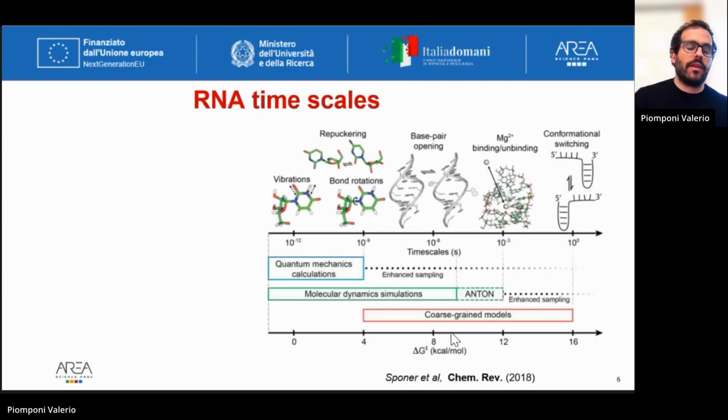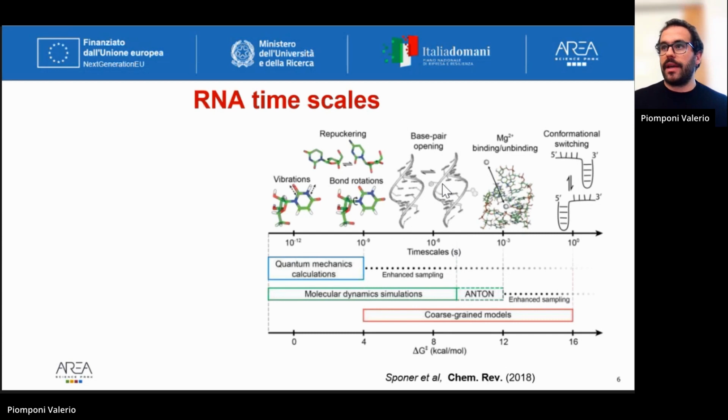Another limitation of molecular dynamics is its computational cost, which makes it difficult to sample big systems for long timescales. These slides try to resume the typical RNA timescales and what can be tackled with standard computational methods. With molecular dynamics it is generally reasonable to get to the timescale of microseconds, maybe milliseconds, but this may not be enough to sample interesting events like conformational rearrangements of RNA structure.